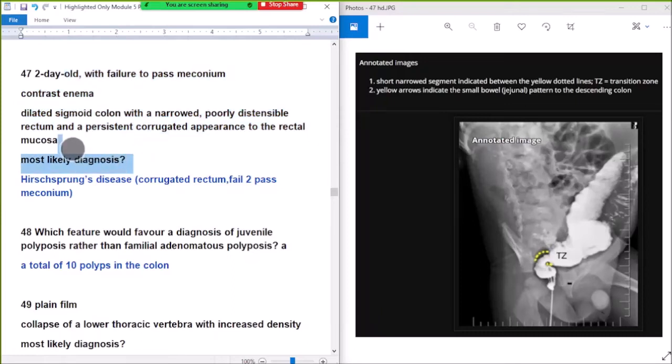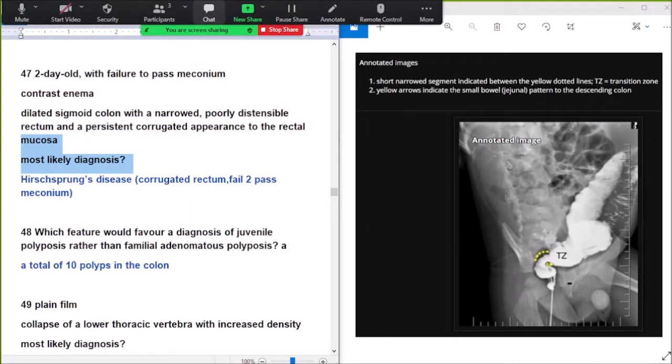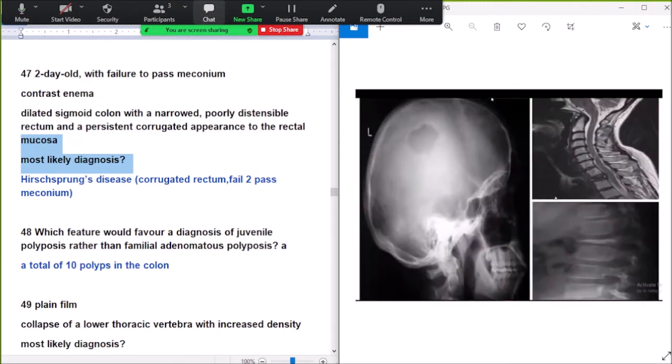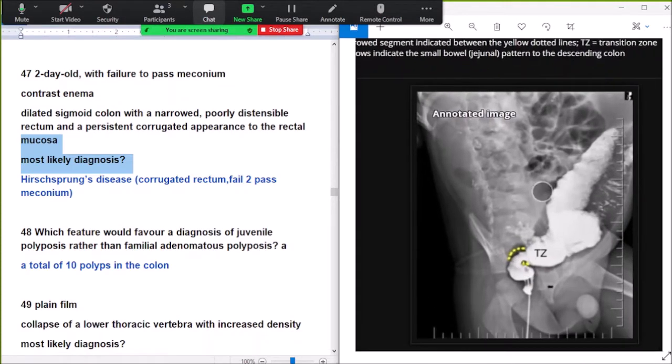To rectal mucosa, most likely diagnosis, Hirschsprung disease. Now you can see this cone-shaped defect also. You can see proximal dilated sigmoid colon and distal narrowed colon. Also, you can see, like this one also, that contrast enema shows dilated sigmoid colon with narrowed, featureless rectum and persistent corrugated appearance to the rectal mucosa. Diagnosis: Hirschsprung disease.